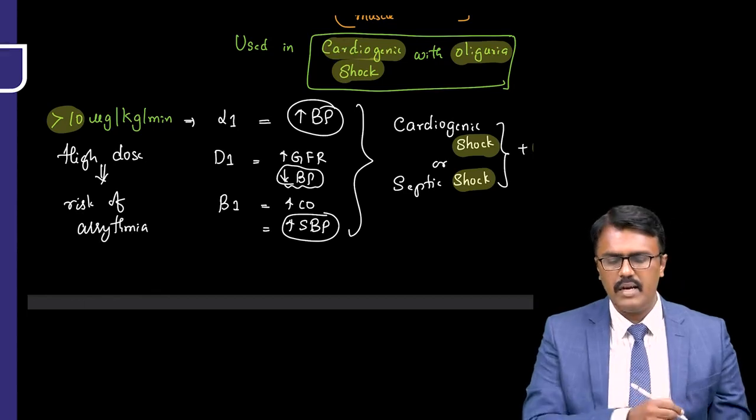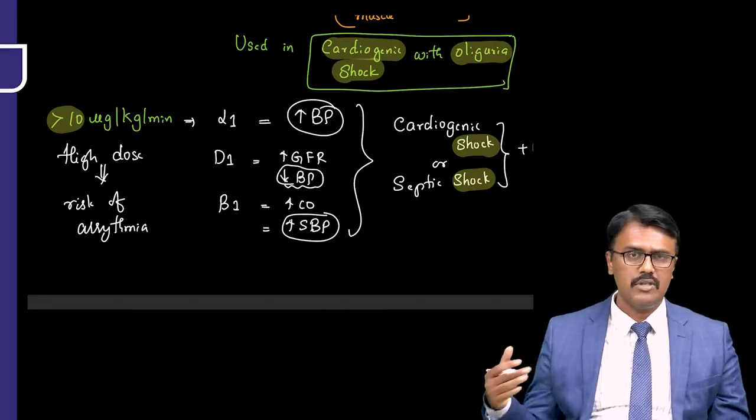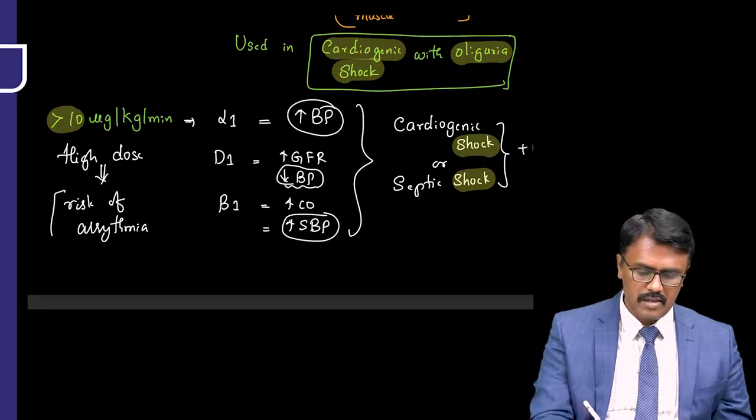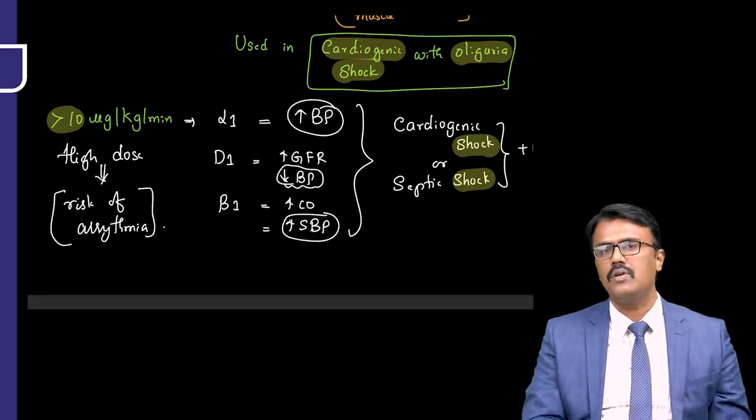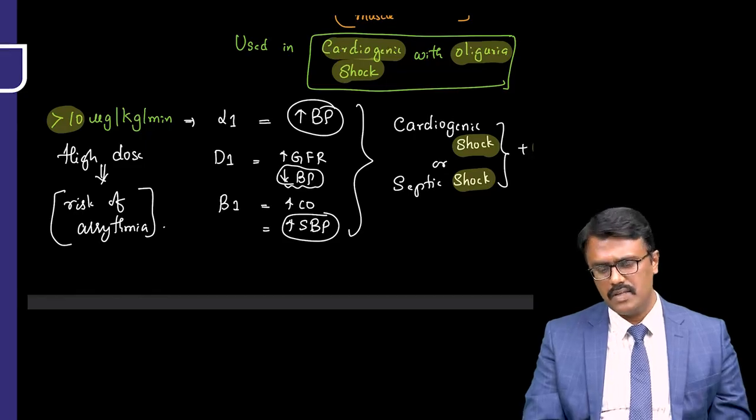So that is the reason why it is not a drug of choice for cardiogenic shock or septic shock. The drug of choice is not dopamine, because here the risk of arrhythmia is always there, because at high dose it can stimulate beta 1 and increase the heart rate and cause arrhythmias.